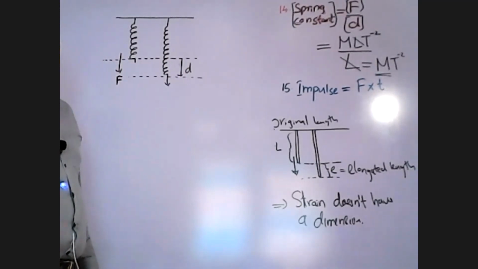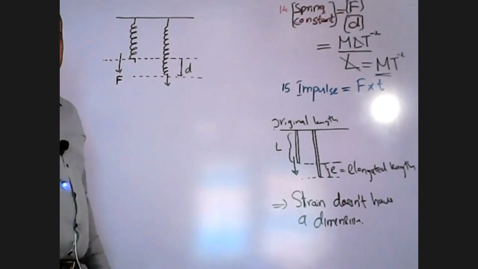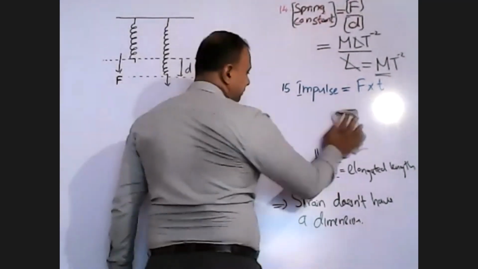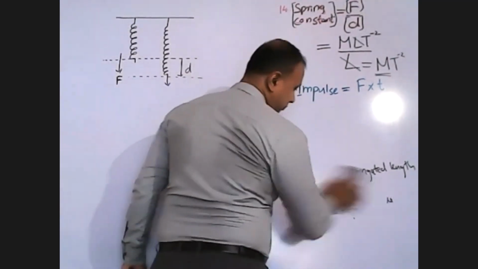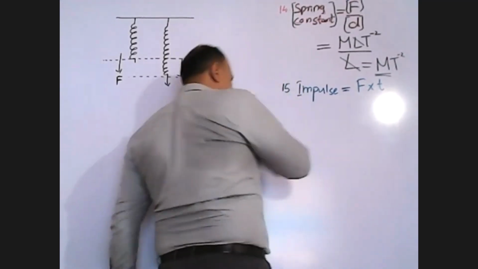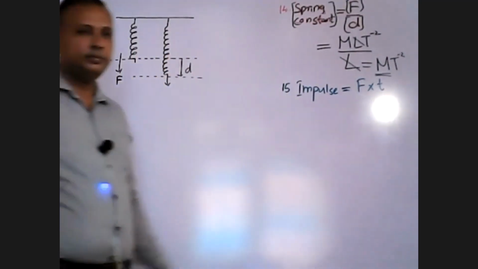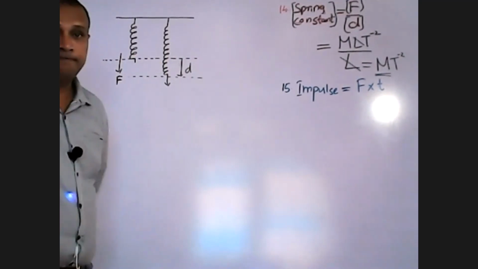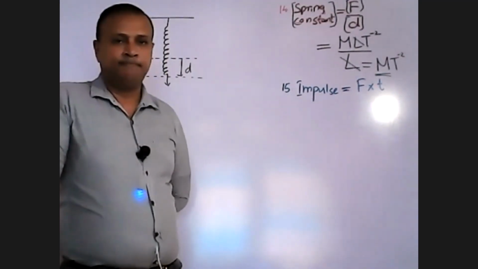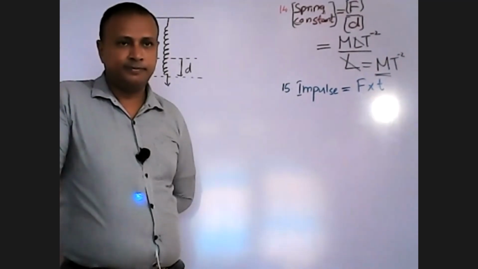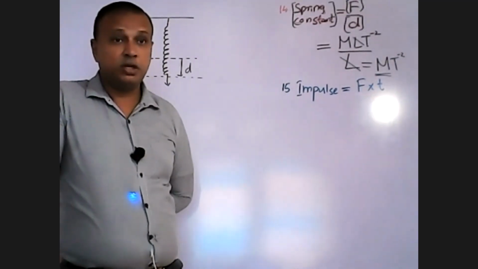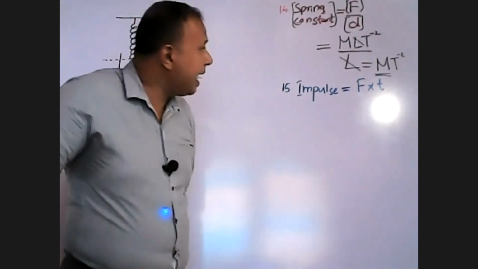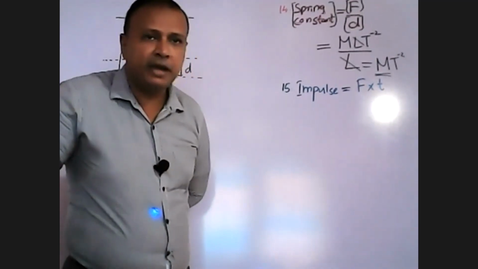Okay. Question 15, impulse. What is the answer for impulse? What is the dimension of impulse? MLT minus 1?